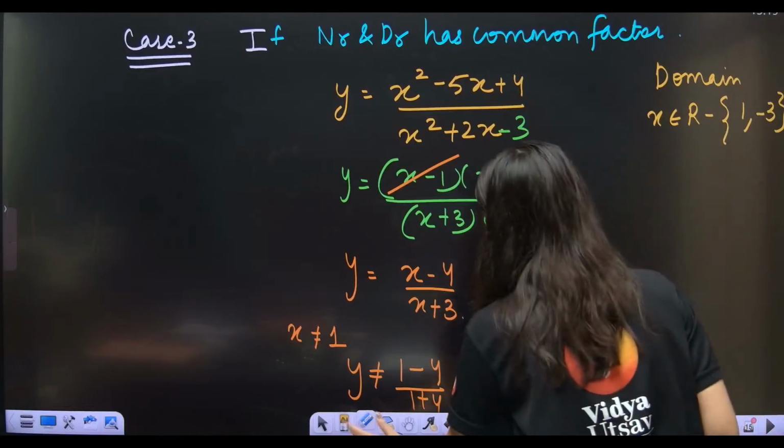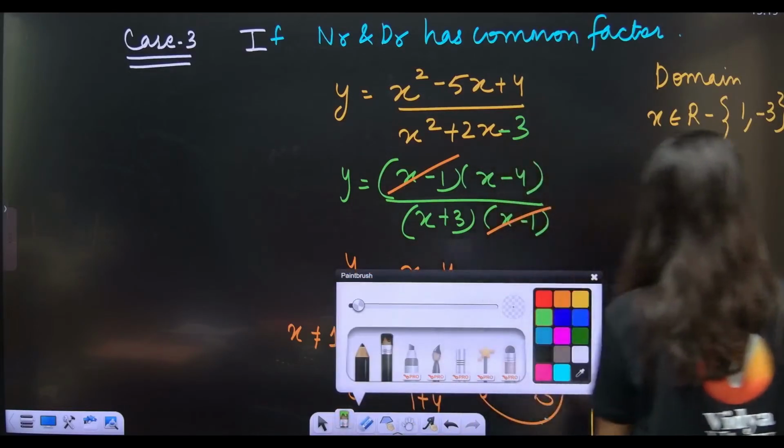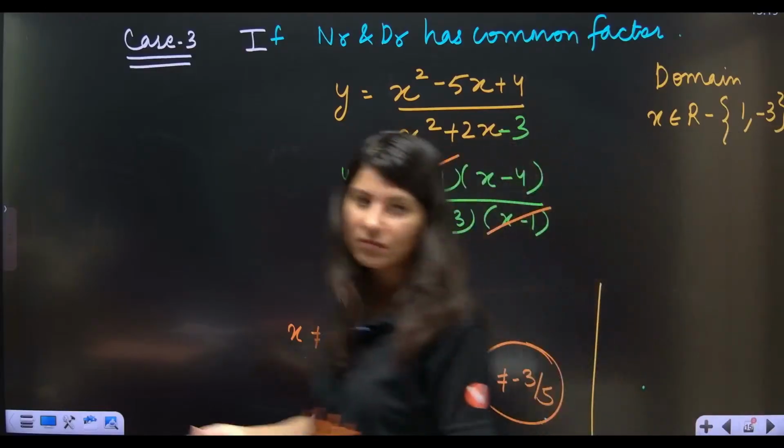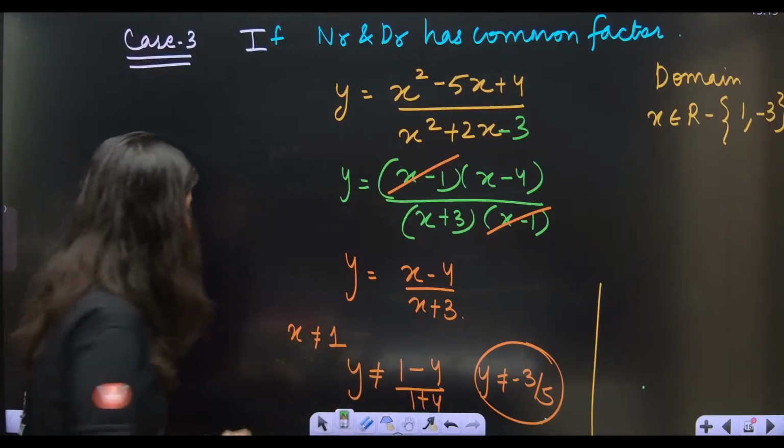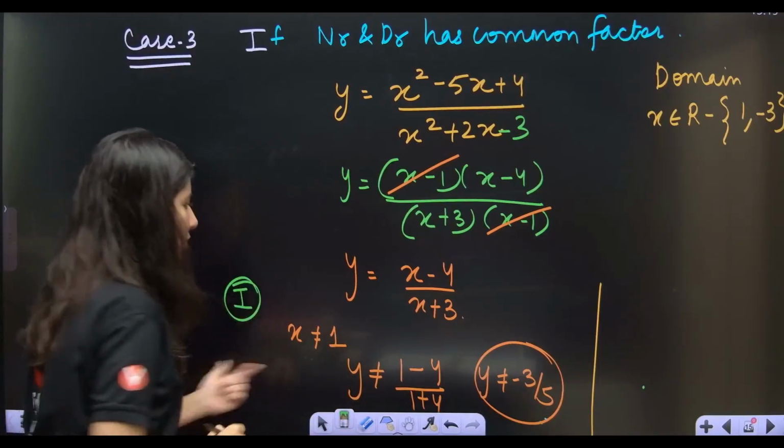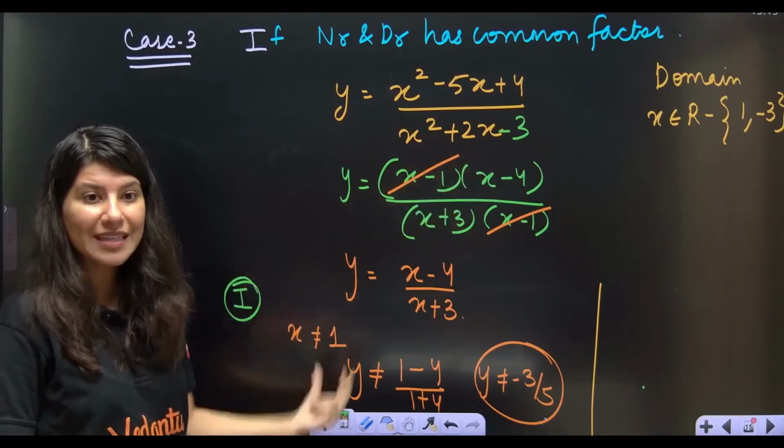So anyway, this is not giving me anything. Y not equals to infinity. Yes, so infinity. So y not equals to minus 3 by 5. That is first thing. And you know what? So put those two values and get the value of y.